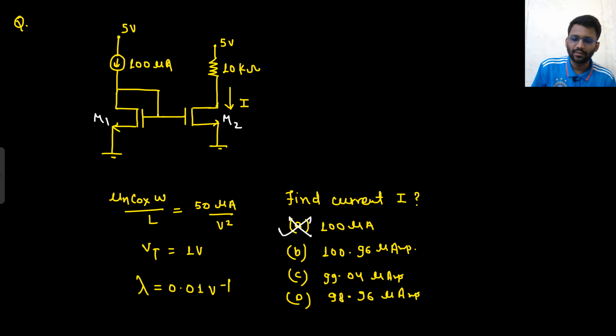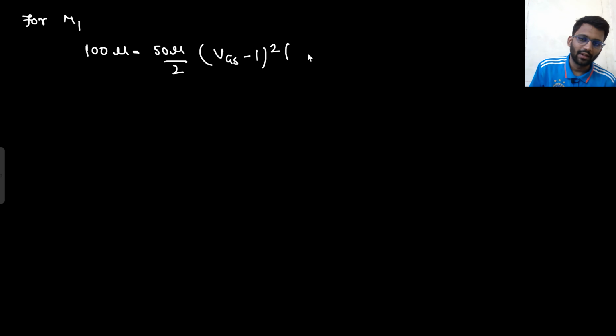So for M1, the current is 100 microampere. That would be equal to what? mu n Cox W by L, which is given to be 50 micro. So it would be equal to (mu n Cox W by L) by 2 times (VGS, that we don't know, minus VT, which is 1) whole square into 1 plus lambda VDS. Here VDS is equal to VGS only, so I can put VGS as well. But for now, let's consider this complete value to be equal to 0.